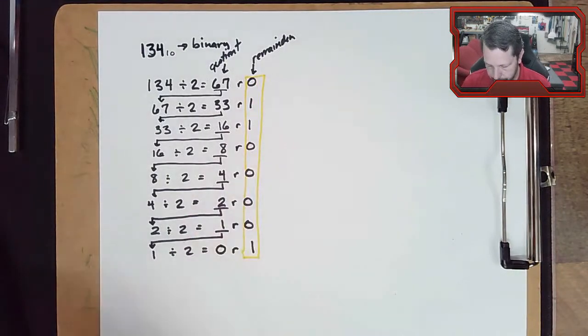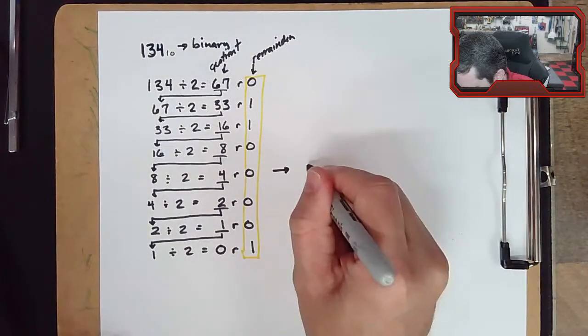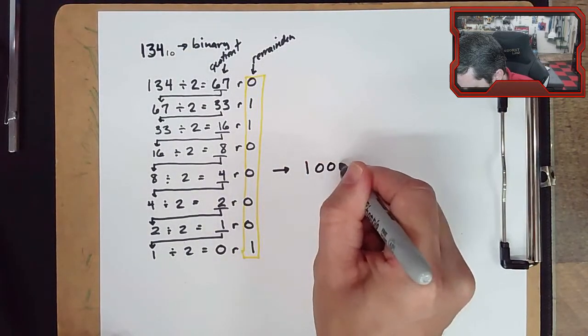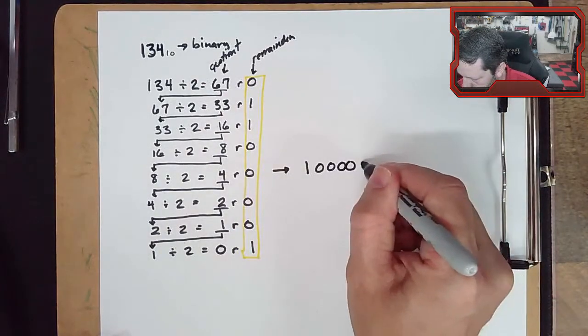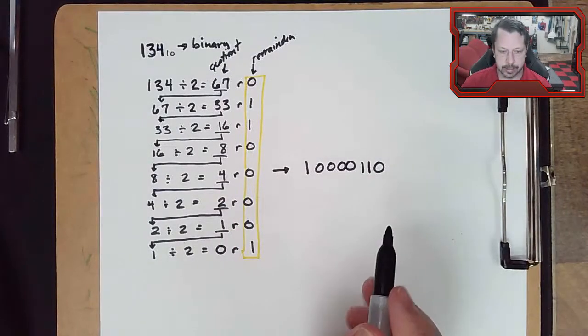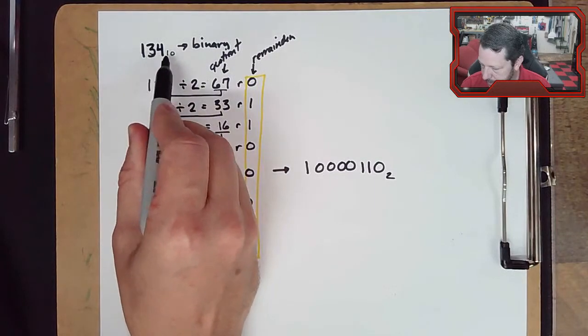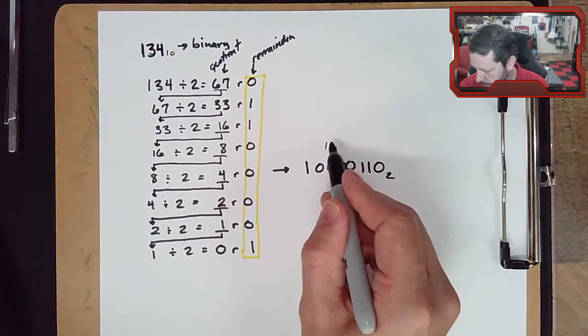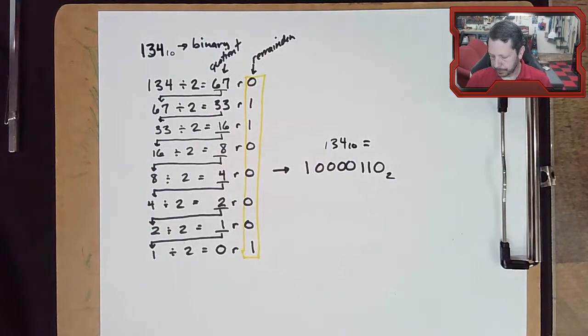So the binary number would be 10000110. 1, 2, 3, 4. Yeah, I got enough zeros in there. Base 2, so this is binary. So 134 base 10 equals this number, 4 zeros, 110, in binary.